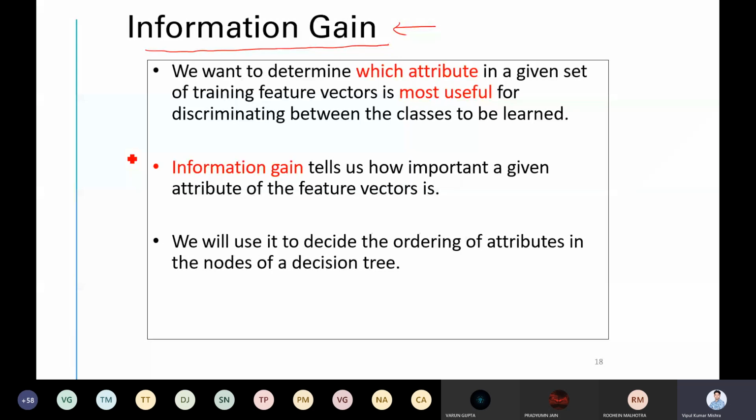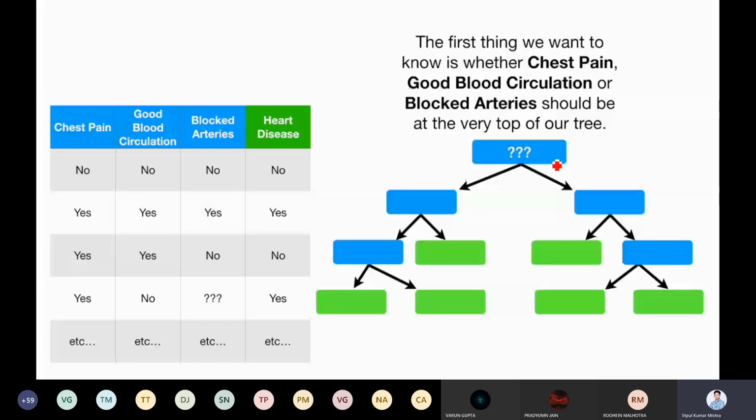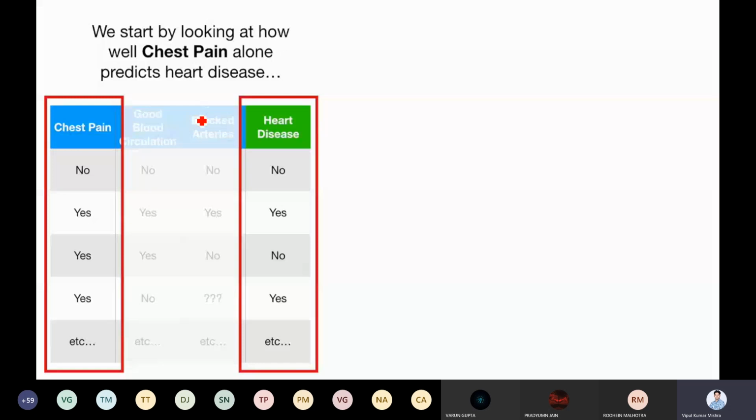Information gain tells us the importance of a particular feature. In order to compute information gain, there is one method known as Gini impurity. Suppose we start with chest pain, which we have picked as the first attribute, and we compare it with heart disease.